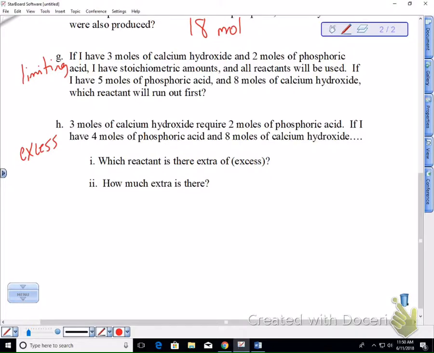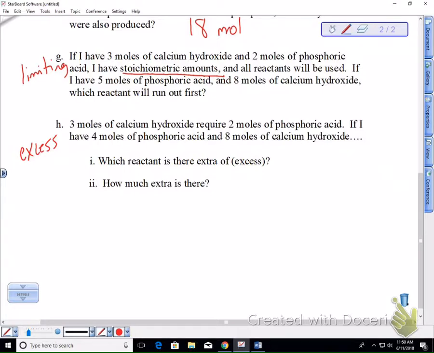In G, if I have 3 moles of calcium hydroxide and 2 moles of phosphoric acid, I have what are called stoichiometric amounts. That means both reactants are going to be used up completely, and I won't have any leftovers. If, on the other hand, I have 5 moles of phosphoric acid and 8 moles of calcium hydroxide, which reactant will run out first?